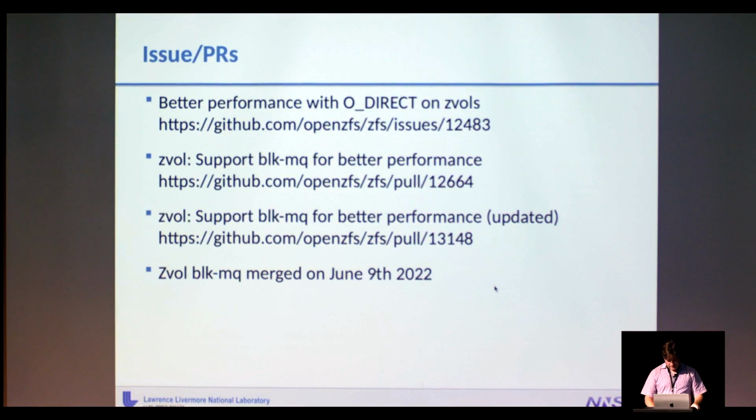And then I just listed the pull requests that I had. This got merged in June, I think. Block multi-queue is only in master. We haven't pushed it out to any of the point releases. And again, you have to manually enable it. So that's what I've got. Any questions?